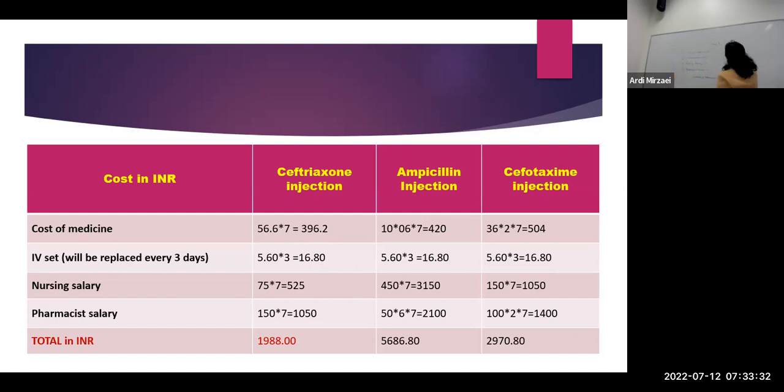So we need to calculate for drug A, what it is, B, what it is, C, what it is. Once you work out, I'll give the result. Yeah, this is the result. If you have any doubts, you can ask me.